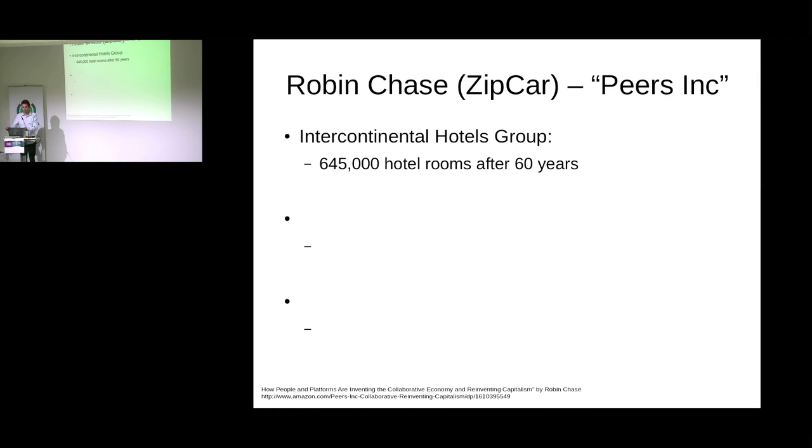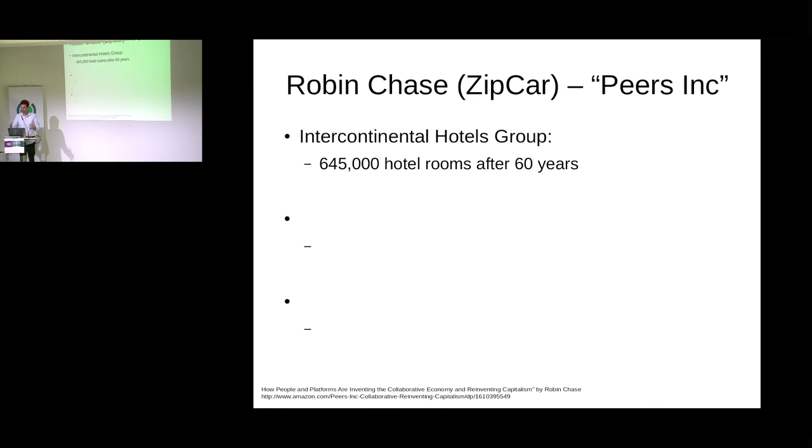Rather than forcing you to hire cars for large chunks of time, you can just share cars an hour at a time. And then she went on to do Buzzcar, which is basically Airbnb for cars. You can rent out your own car to whoever you want. She points out that in the hotel trade, we've got Intercontinental Hotels Group, a 60-year-old company. It's been building its business for decades, building new hotels, taking over other chains. And after 60 years, it's got just over 500,000 hotel rooms.